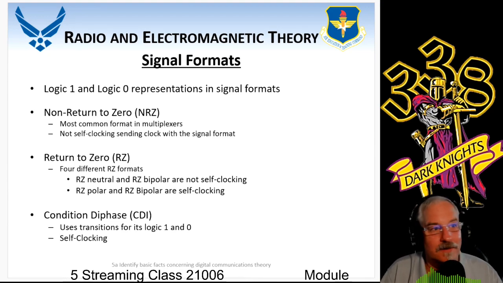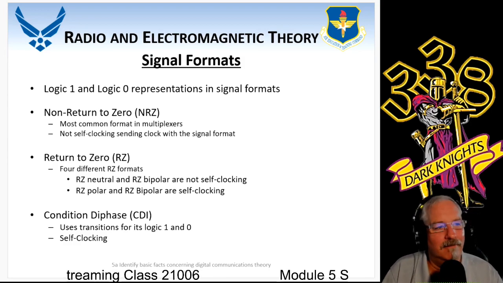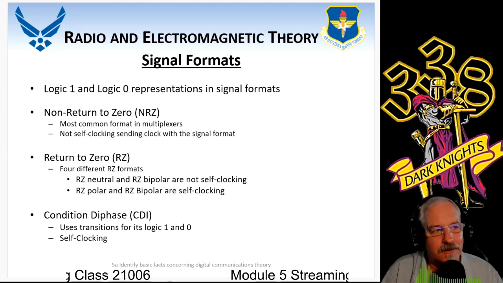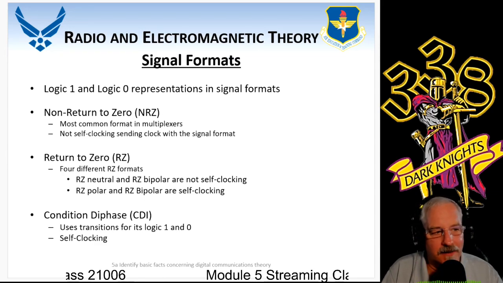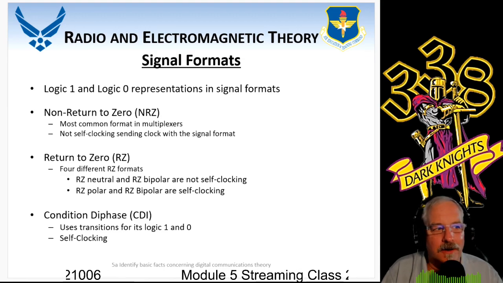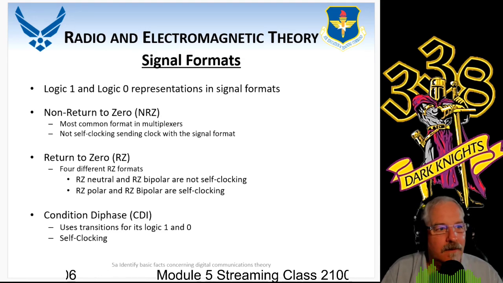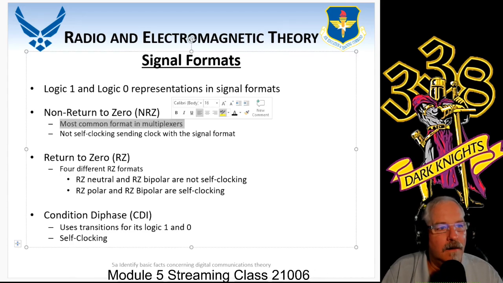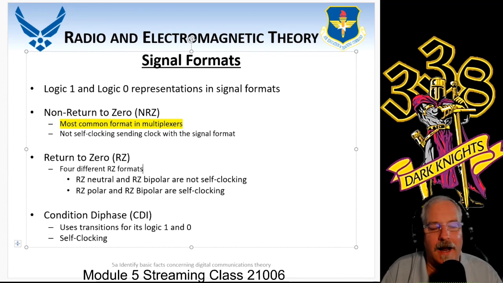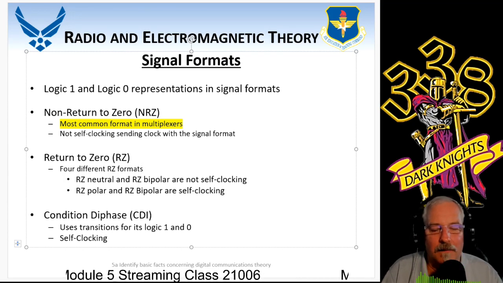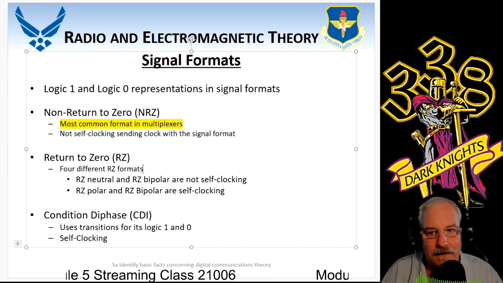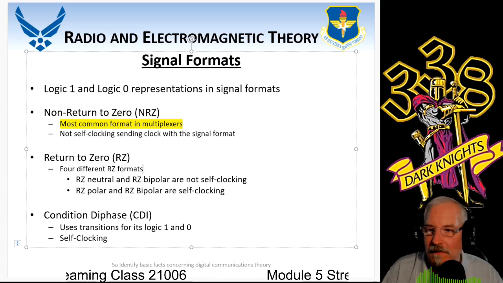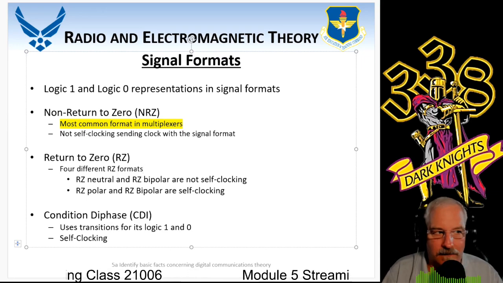Yes, sir. All right, so signal formats. Just very highly, did you go through these? You've got non-return to zero, you've got return to zero, and you've got conditioned diphase. With non-return to zero, there's only two. However, this part right here, I have not seen a multiplexer not use it internally. NRZ is always used in multiplexers. I've not seen anything different.